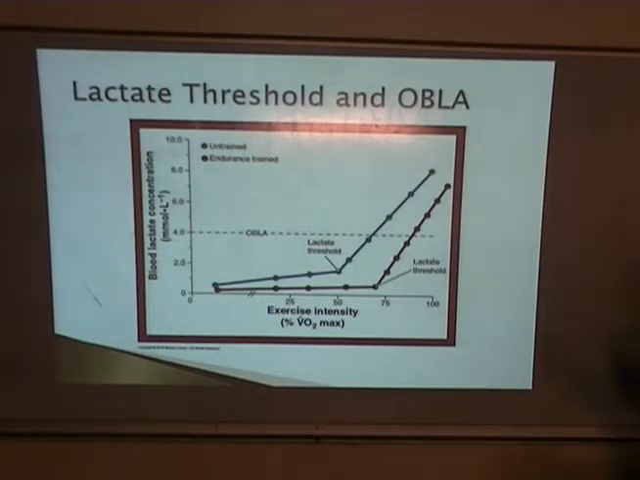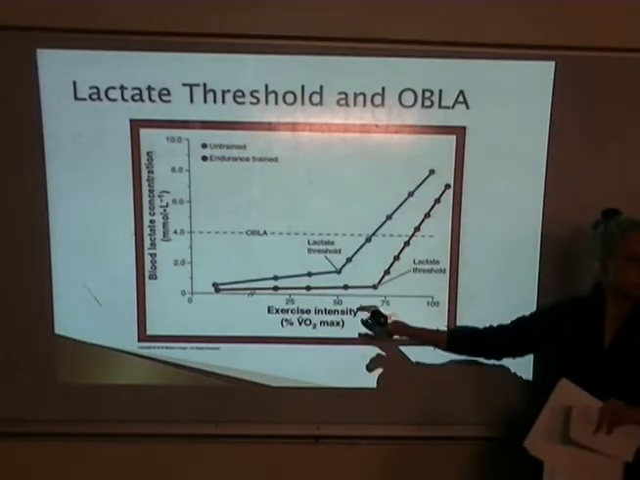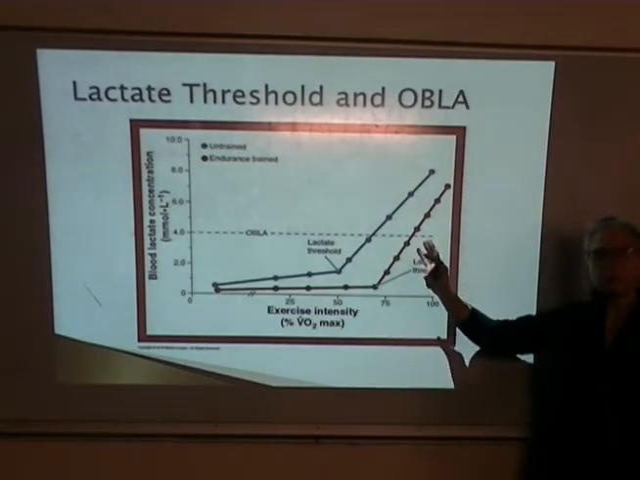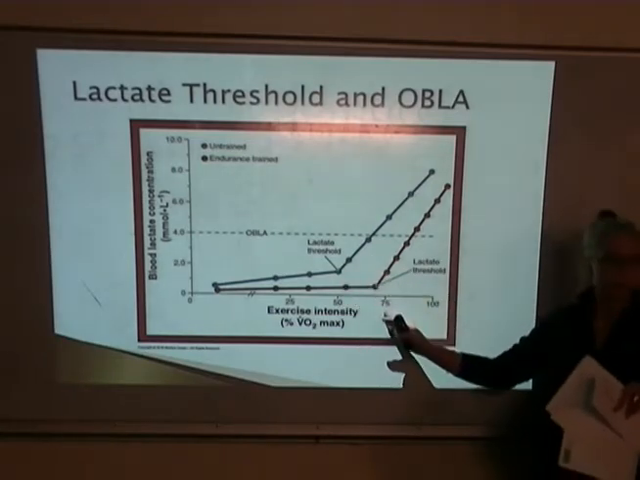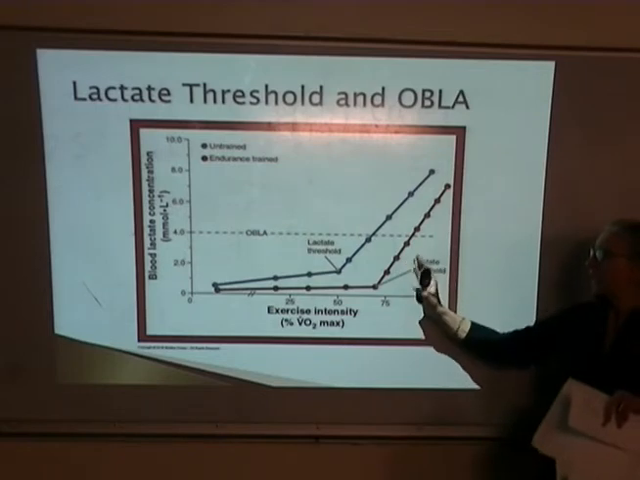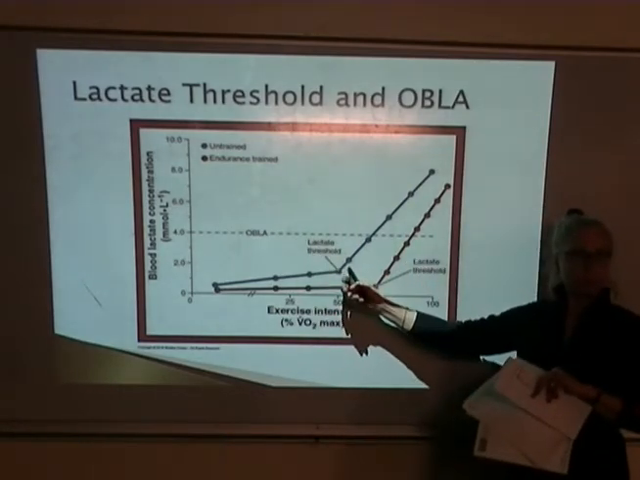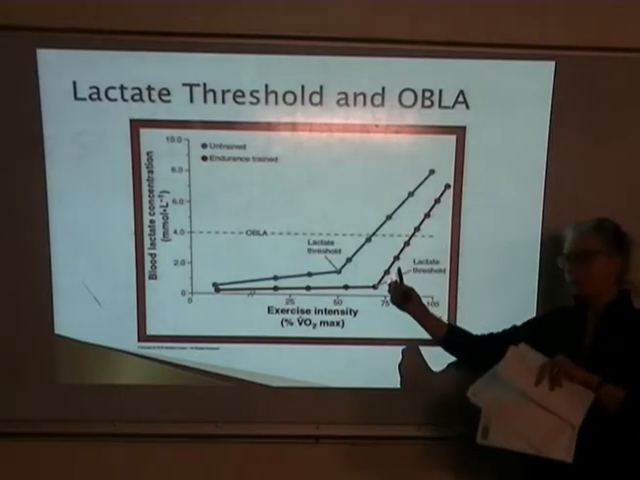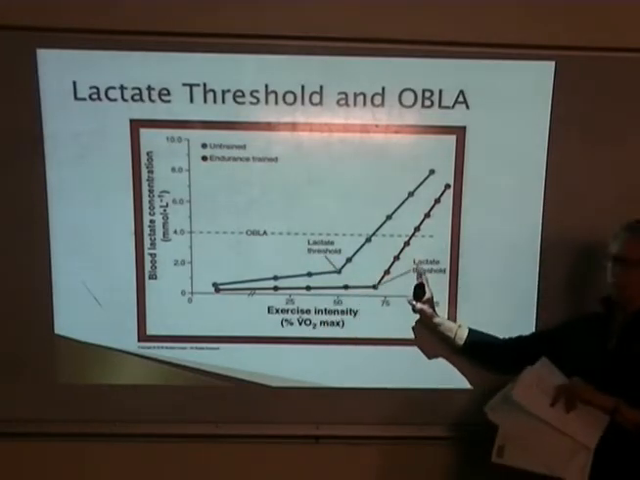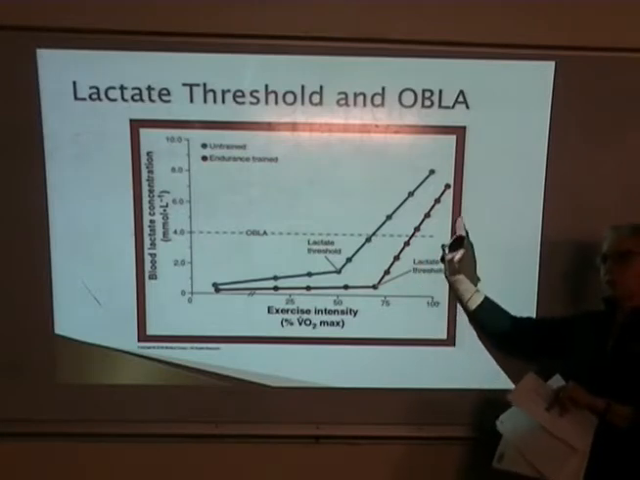Right, so the key here is not the number. I mean, if you're good with numbers and you can remember the numbers, that's good, right? The key is that the less trained I am, the further to the left the lactate threshold is. The more aerobically trained I am, we see a shift to the right, and that gives me more time before I start fatiguing.